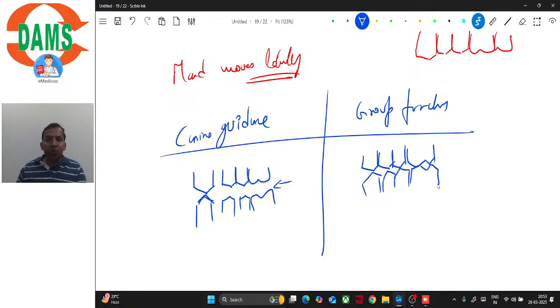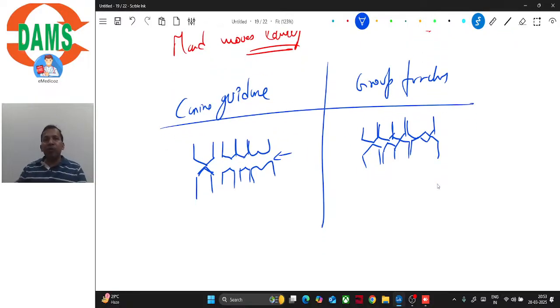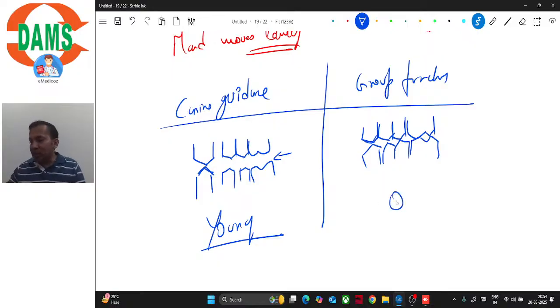So which of these two do you think would be seen in younger individuals and which would be seen in older individuals? Obviously the newly erupted teeth are all sharp, isn't it? They have the proper cusp tip. So canines would have a prominent cusp tip in young individuals, whereas over time they would show wear and tear, they would show attrition, isn't it? So once the cusp tip of the canine undergoes attrition, then there would be a change of canine guidance into group function. So group function is seen in older individuals, isn't it?